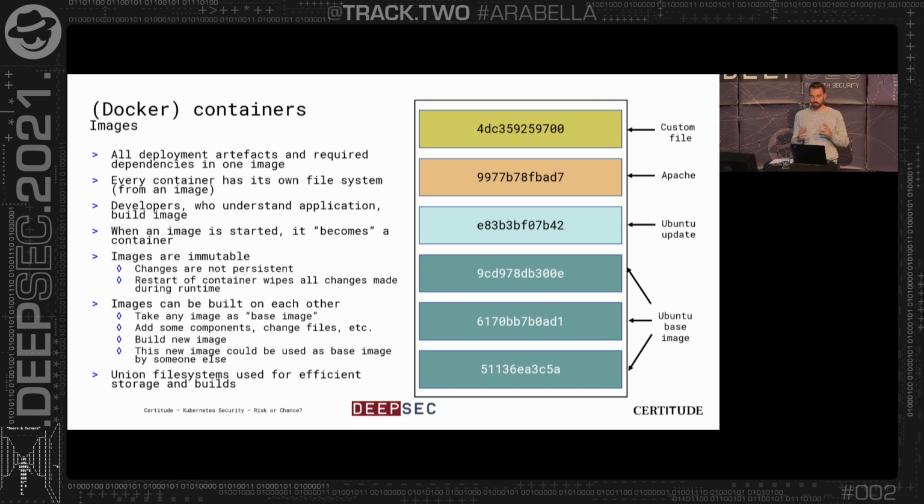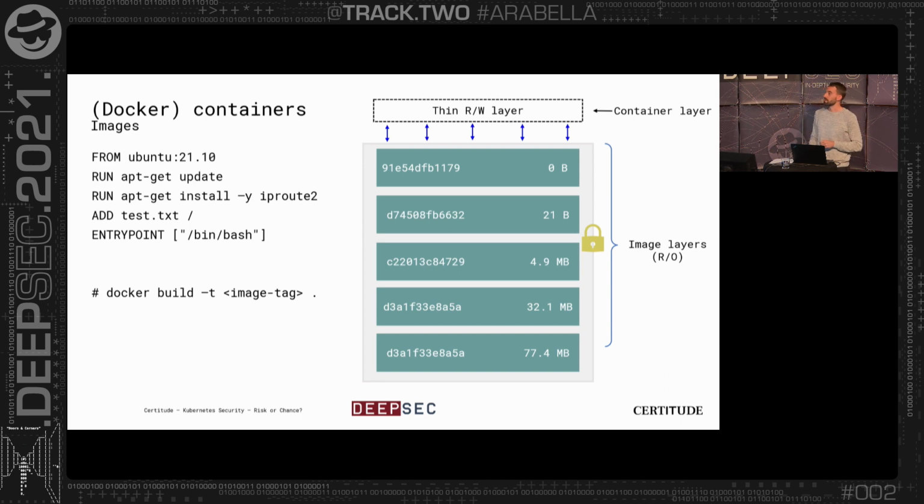Images are immutable, so once they are built, you can't change them. You can change them at runtime, but once you restart the container, it will be the image again, and your changes are lost. And images can be built on top of each other. As we can see on the left side, that is an example from a Dockerfile. That's a configuration file that can be used to build Docker images. And we see, from the Ubuntu 21.10 base image, we built an image that installs iproute2 as a test file, defines the bash as the entry point, and that's basically it.